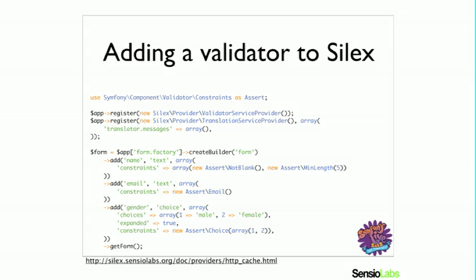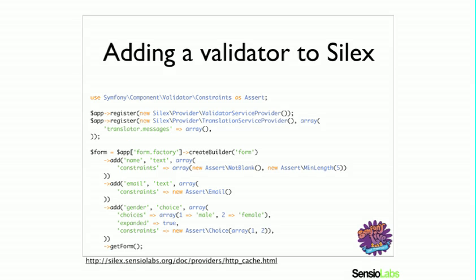So we're going to register the validator service provider as well as the translation service provider, as a lot of times you need to translate your validation messages. So here we create the same form factory, create a form builder, add fields called name of type text, except this time we're going to specify some validation constraints.